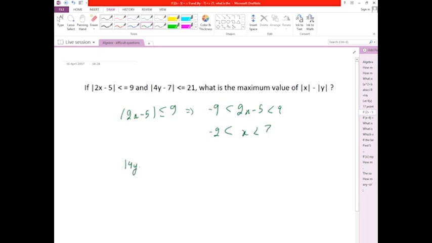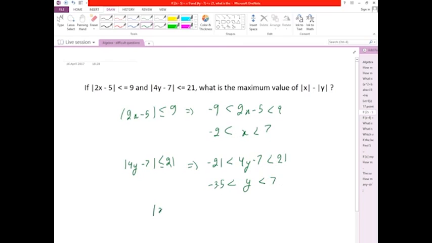Same way, 4y minus 7 is less than or equal to 21, which can be broken out into 4y minus 7 less than 21 and greater than minus 21. And then y will be between (minus 21 plus 7) minus 14 by 4, minus 3.5, and 28 by 4, 7. So x is between minus 2 and 7, y is between minus 3.5 and 7.